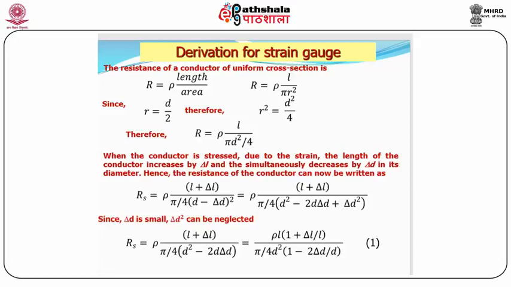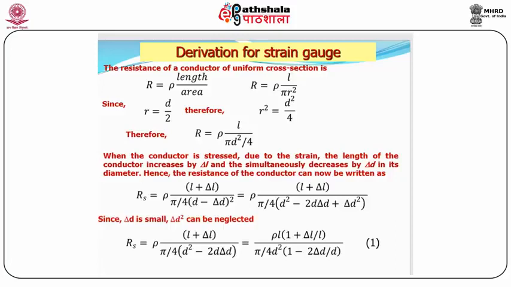Hence the resistance can now be written as Rs equal to rho multiplied by L plus delta L divided by pi by 4 multiplied by D minus delta D the whole square, which, expanding D minus delta D the whole square, is equal to rho multiplied by L plus delta L divided by pi by 4 multiplied by d square minus 2d delta d plus delta d square.